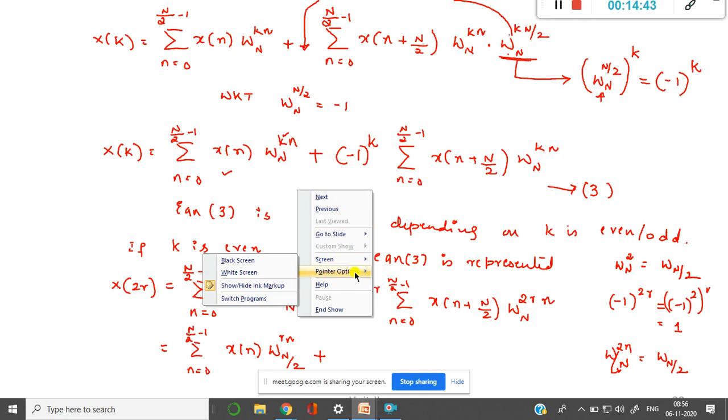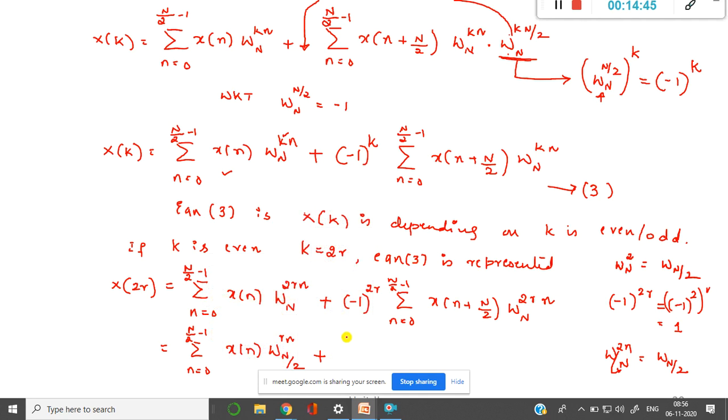Now summation n runs from 0 to N by 2 minus 1, x of n plus N by 2. The same thing I perform here also. This is W_N to the power of rn, and 2 I will take below this N. So that is N by 2.